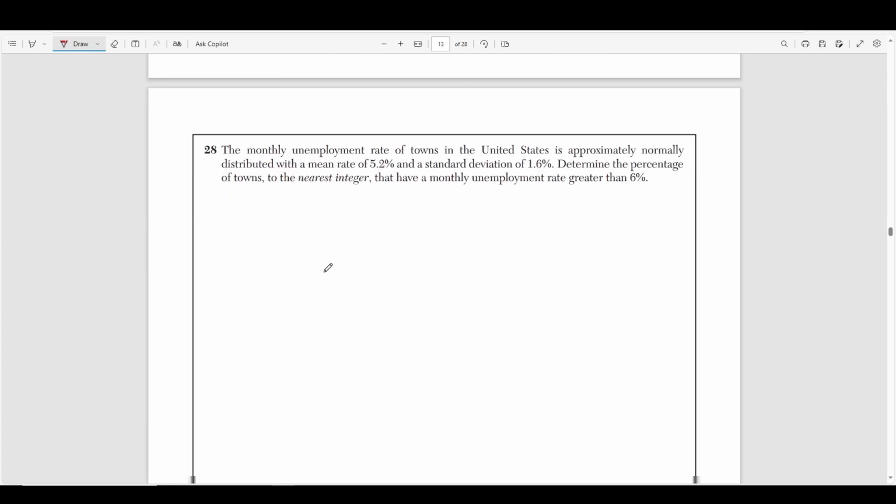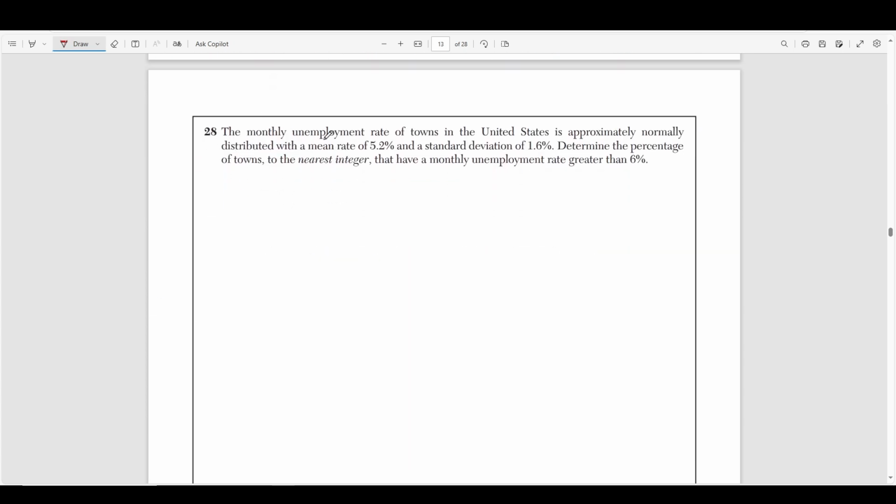Moving on to number 28, it says that the monthly unemployment rate of towns in the United States is approximately normally distributed with a mean rate of 5.2%. So the mean is equal to 5.2% and a standard deviation of 1.6%. And they're asking us to determine the percentage of towns to the nearest integer that have a monthly unemployment rate greater than 6%. So we want something that's bigger than 6%.